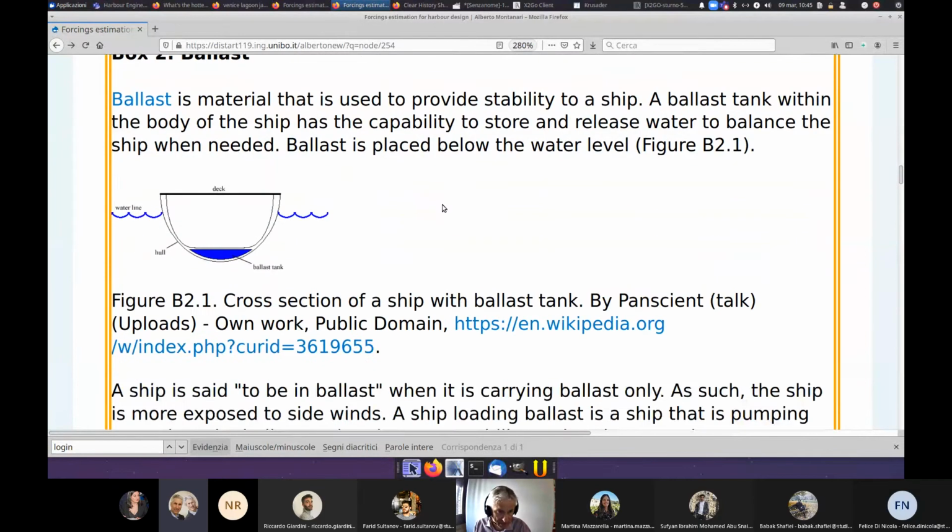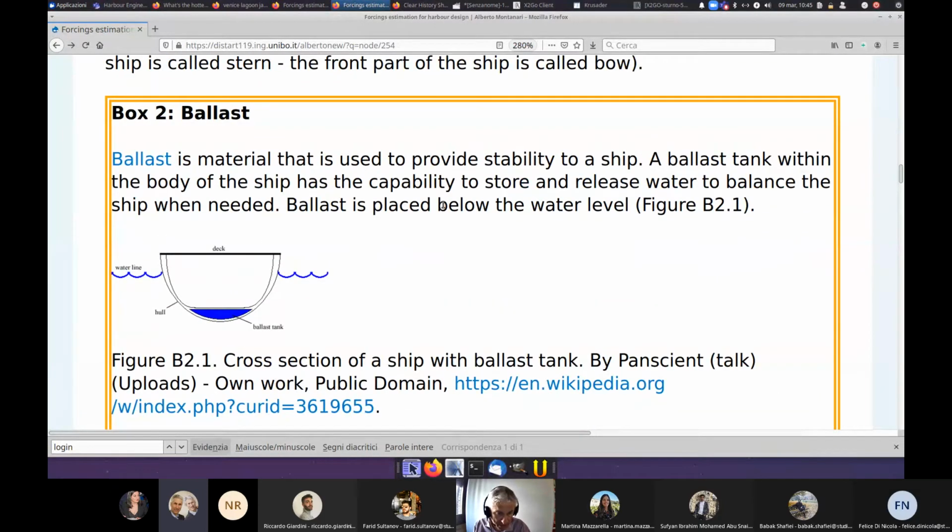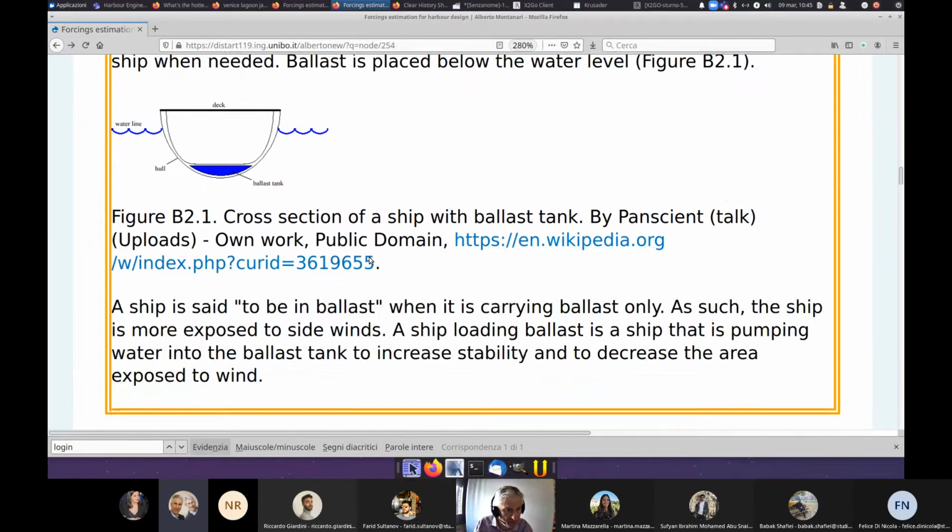Remember what is the ballast and what is the meaning when we say that a ship is in ballast. And just 1 second, because I have a call from a colleague and I rejected the call.